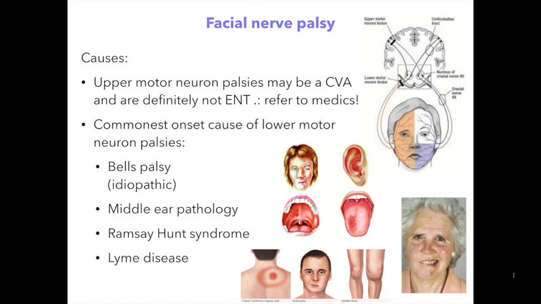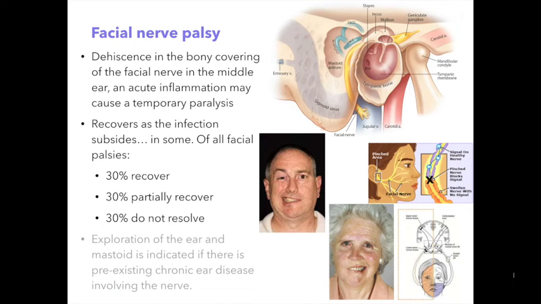So look for vesicles, especially hidden in the ear. And Lyme disease can also result in a facial nerve palsy, so look for the classic bullseye rash in these patients. So those are differentials. But if the patient has a good history of a recent upper respiratory tract infection and ear pain, then it could be that the inflammation from the middle ear has been transferred to the facial nerve because the covering of the facial nerve was not completely intact.